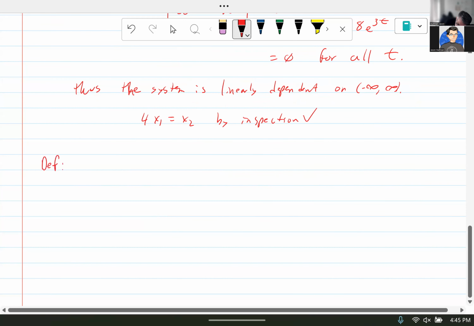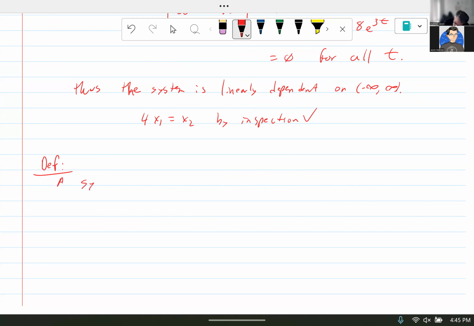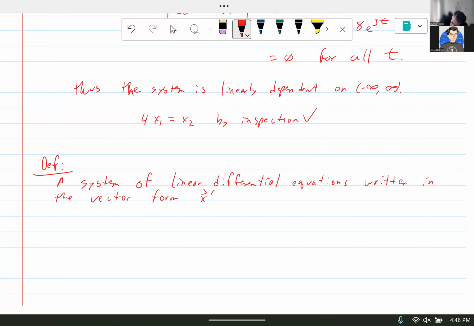Okay, let's look at a final definition here. A system of linear differential equations written in the vector form x prime of t is equal to A of t times x of t plus b of t is called a vector differential equation.